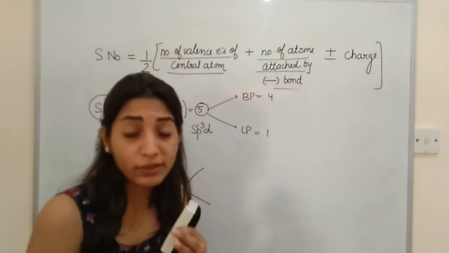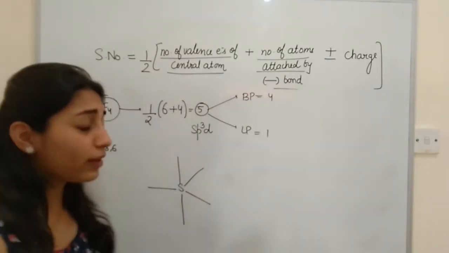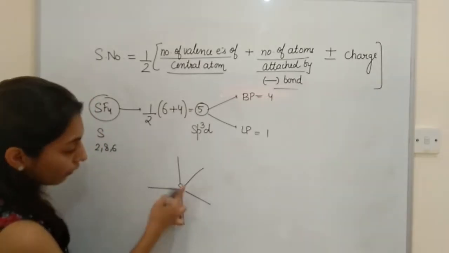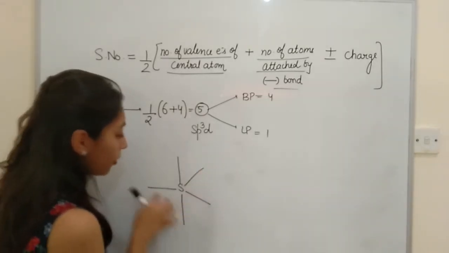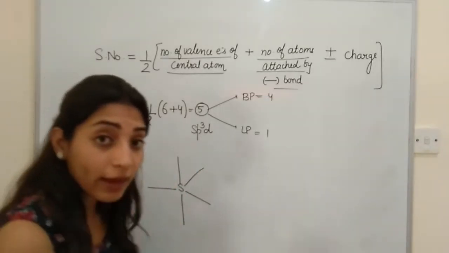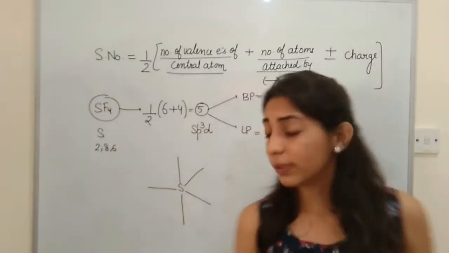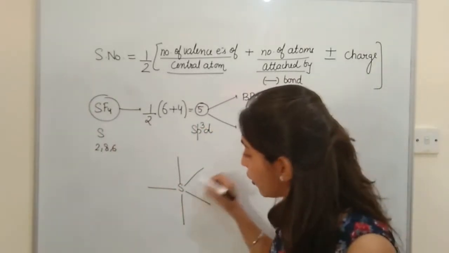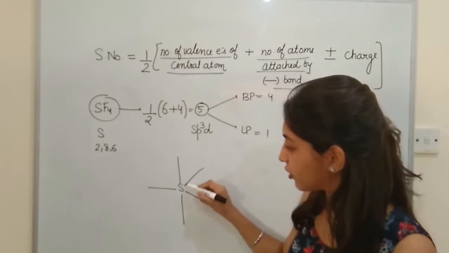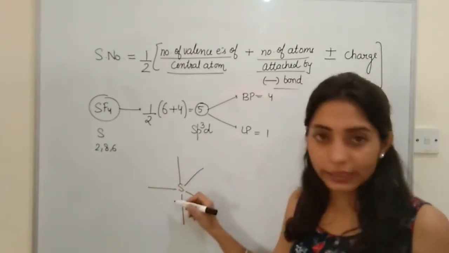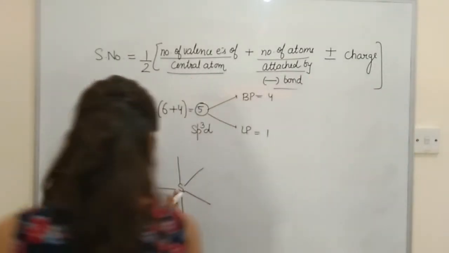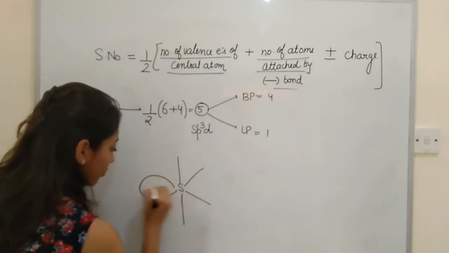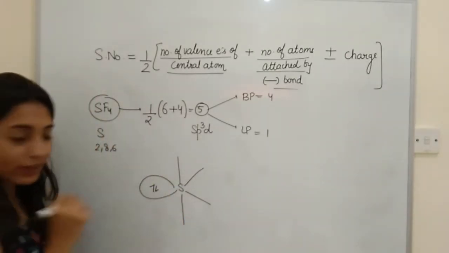If I had not told you about Bent's rule, you would have kept the lone pair either here, here, here, here, or here, anywhere you can keep. But now I am telling you, according to Bent's rule, the lone pair should be kept only and only on the equatorial position. Either you keep here, here, or here. Now this is much easier for me to keep on this position. Okay, fine, and this is SF4.